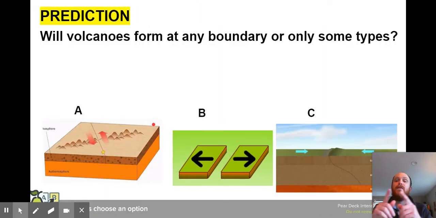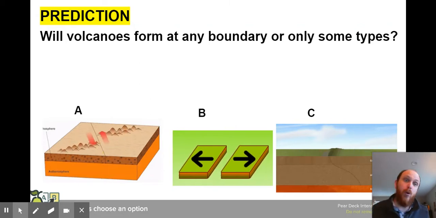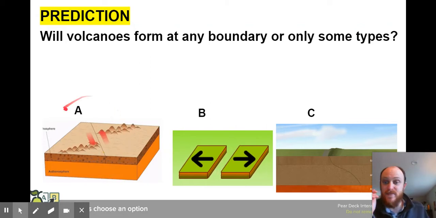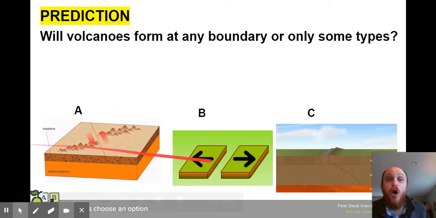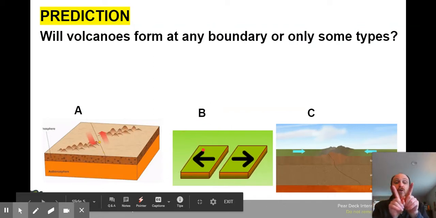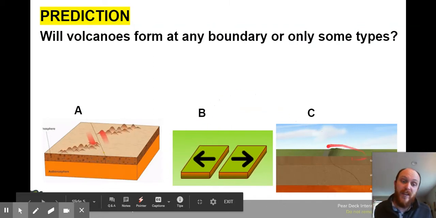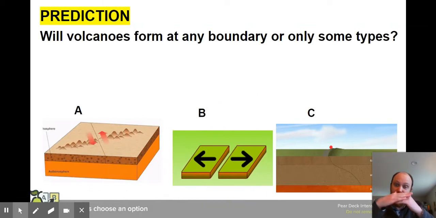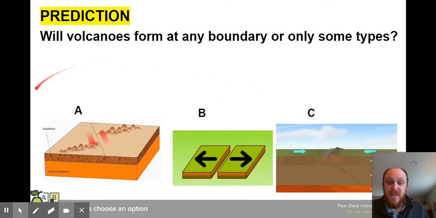So when we talk about volcanoes, I want you to make this prediction. Do you think volcanoes will form at any boundary or only some types? And so what I asked is maybe, is it all three? Is it only in divergent boundaries when they move away from each other? Is it only in convergent boundaries where they come towards each other? Or is it in B and C, etc.?